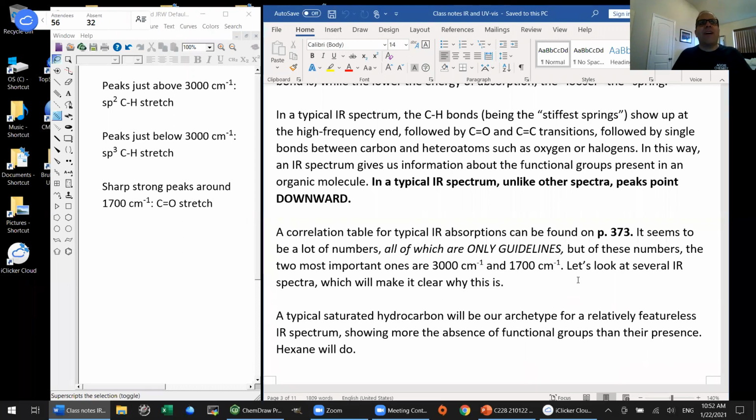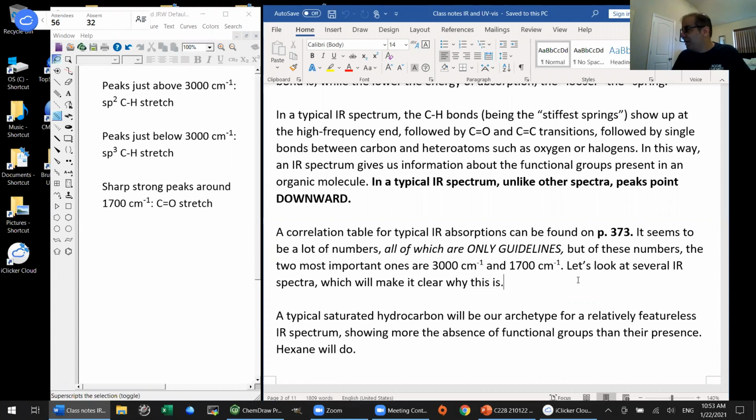Usually, anything below roughly 1500 or 1450 wave numbers, you probably learned in lab, is called the fingerprint region. And that means two things. First of all, it's highly characteristic for each given compound. And the other thing is we're not even going to try to identify all those peaks, and we don't need to in order to derive information about the compound.